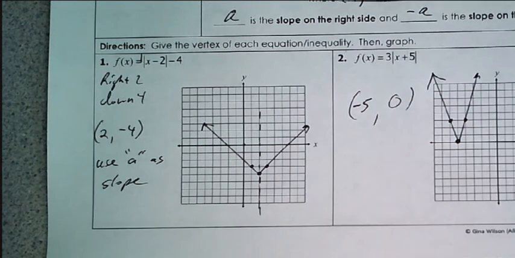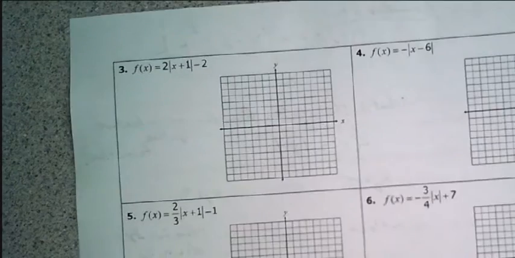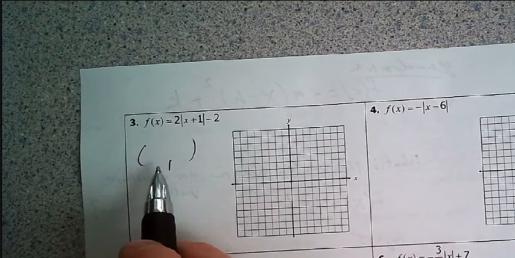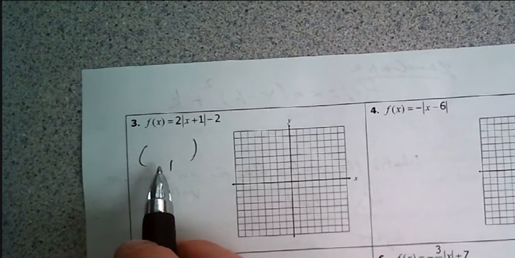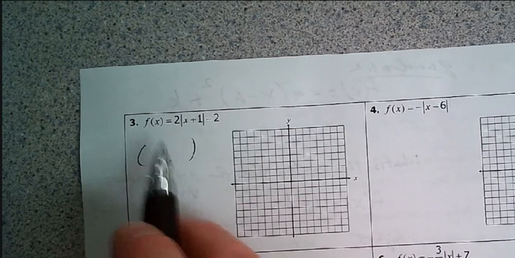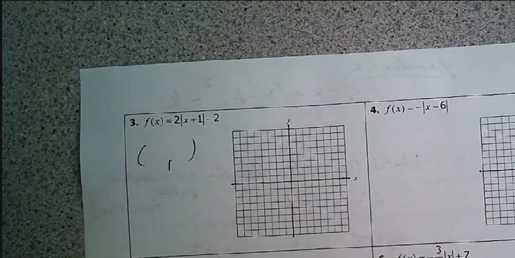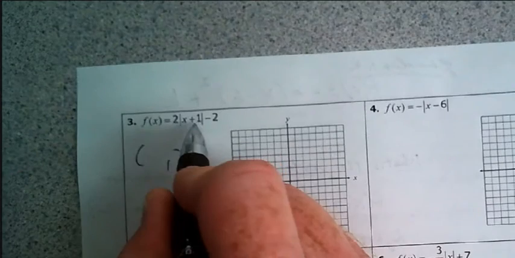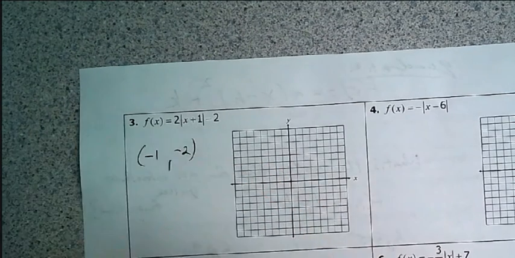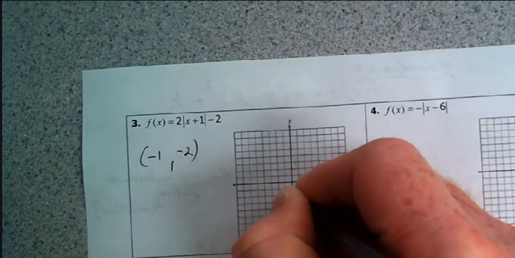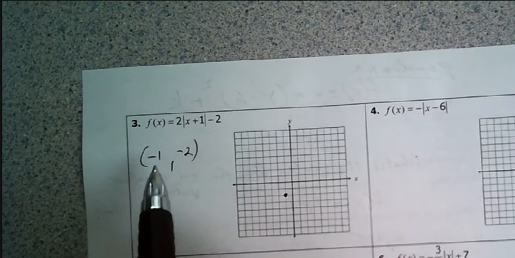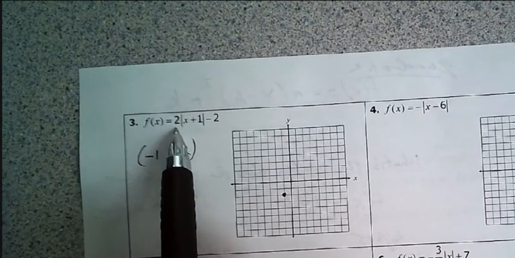All right, let's flip it. Okay, on number 3. Let's do the vertex. Okay, so Taylor, what is the vertex for this one? All right, someone who has got it. All right, DeAndre. Negative 2 is the K value, but what is the H value? Negative 1. So go left 1, down 2. That's your vertex. Okay, so we're going to use the A value as the slope. So Katie, what is our slope? 2. So up 2, right 1.